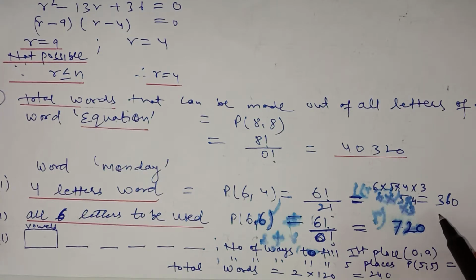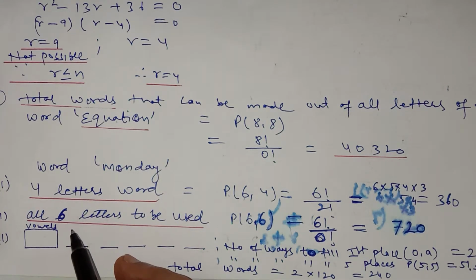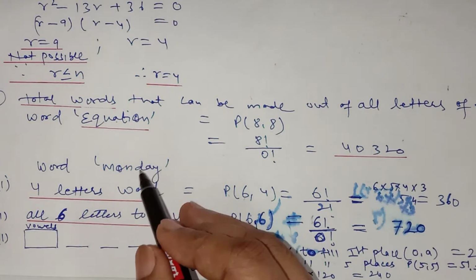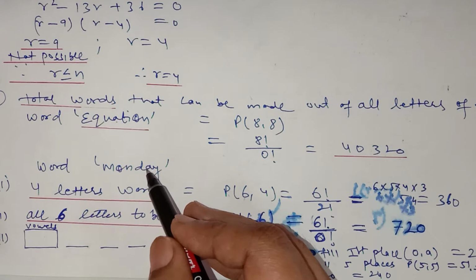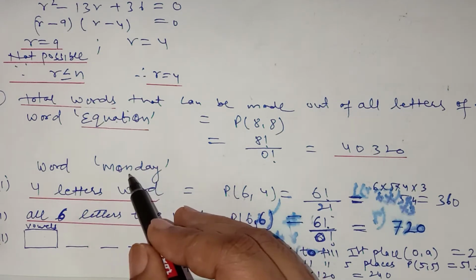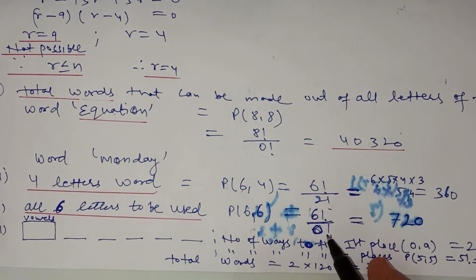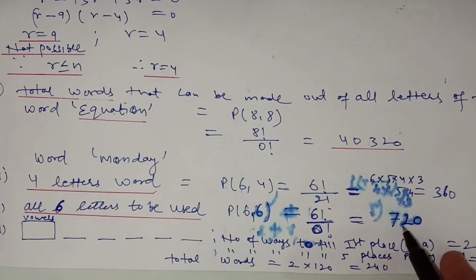360. Now in the second part, you have to use all the letters of the word MONDAY. It means permutation of 6 6. You have to use all the alphabets of the word MONDAY, that is permutation of 6 6, 6 factorial upon 6 minus 6 factorial, that is 720.